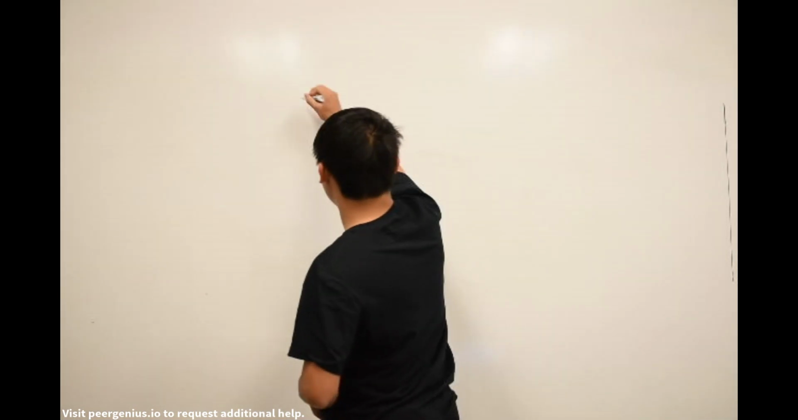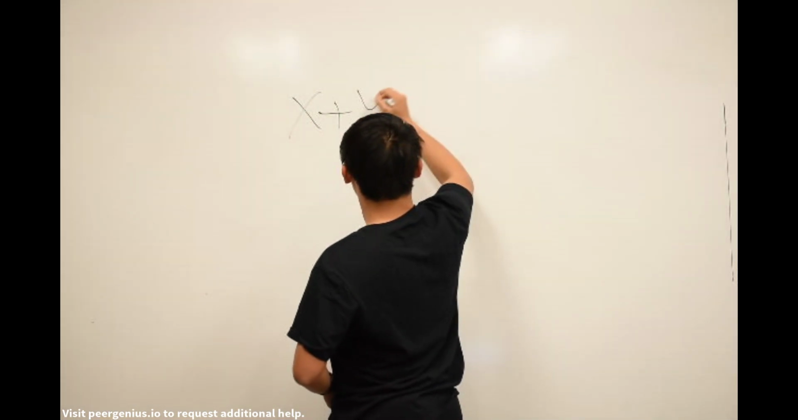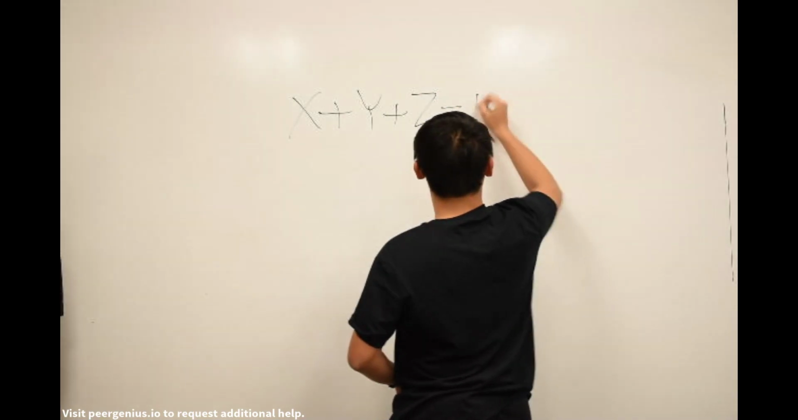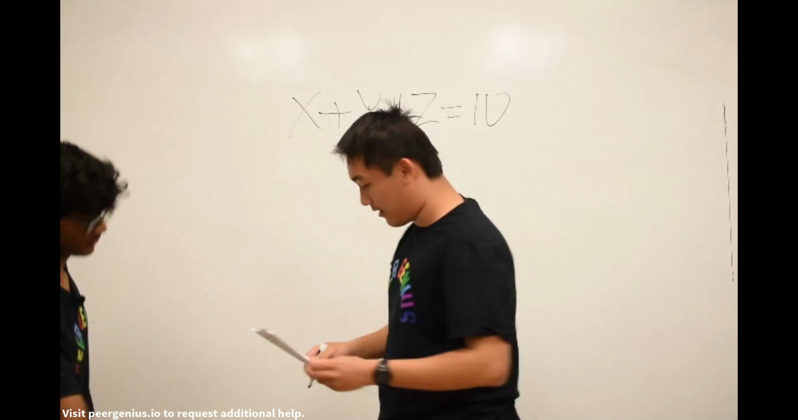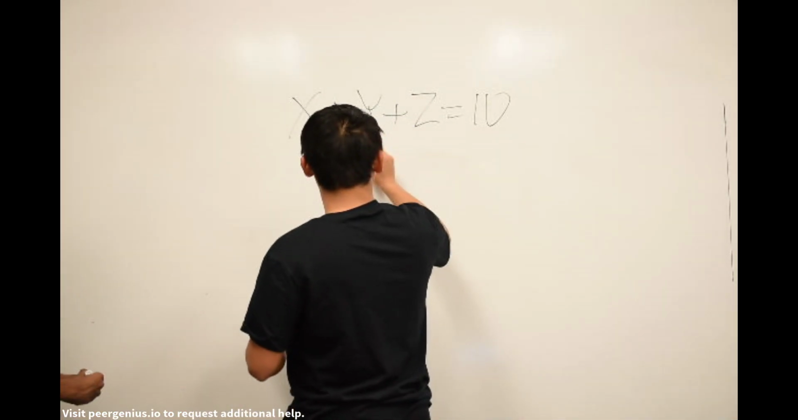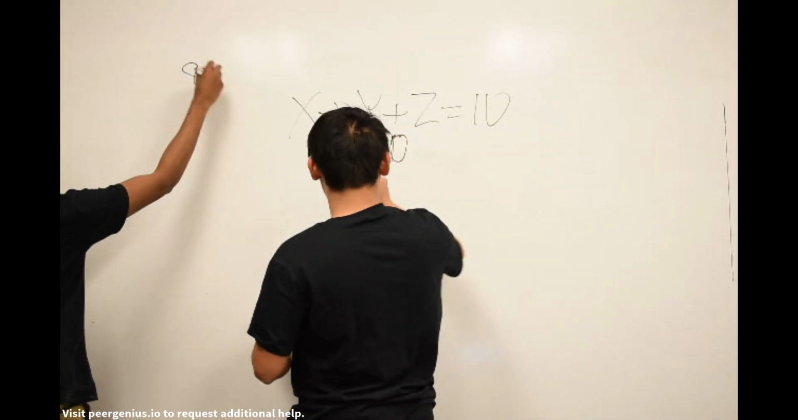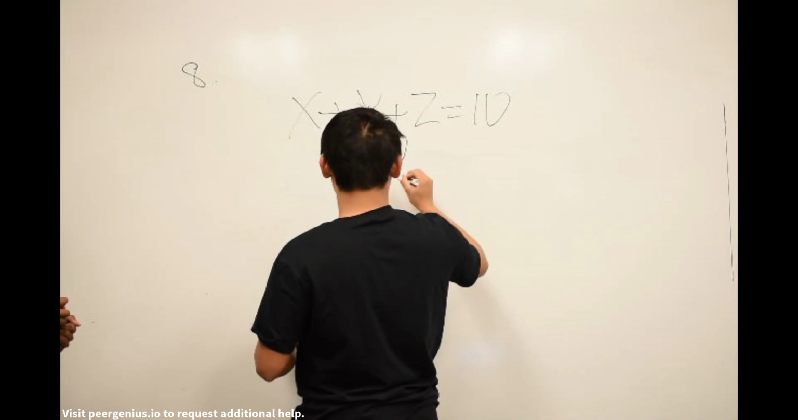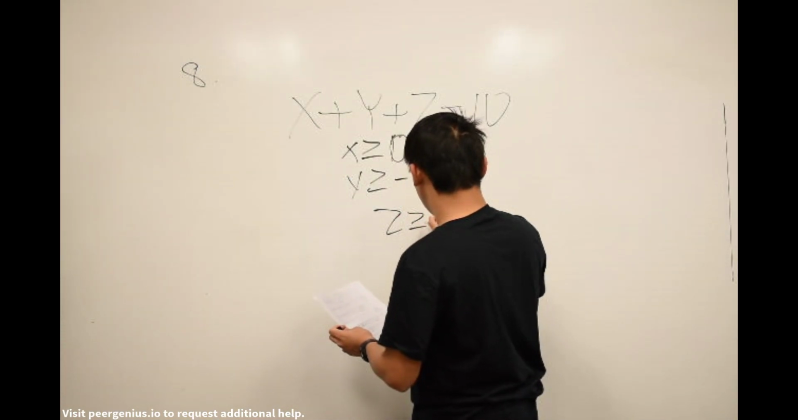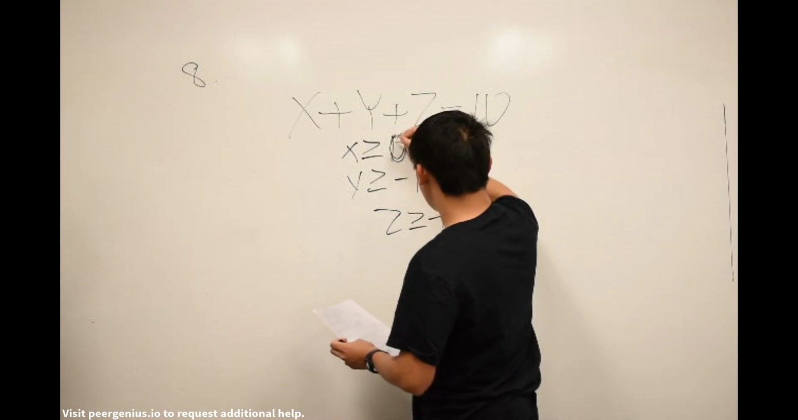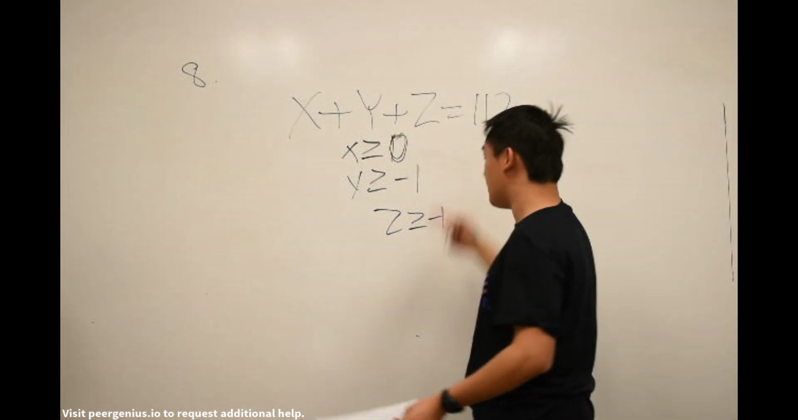Problem 8 is integers x, y, and z satisfy x plus y plus z equals 10, and x larger than or equal to 0. But then we have a curveball. y larger than or equal to -1, and z larger than or equal to -1. Now the question is, how many x, y, and z are there?